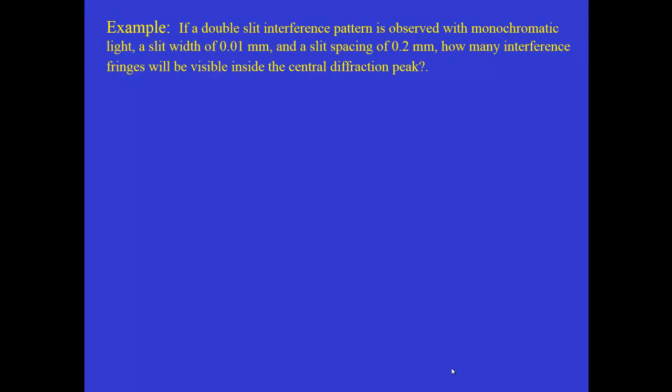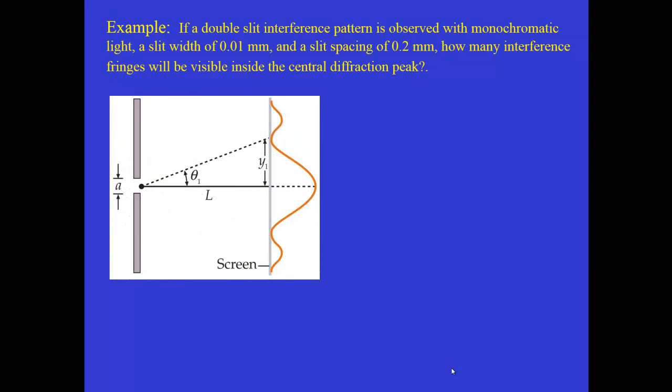So here's an example problem that relates directly to this missing fringe. If a double slit interference pattern is observed with monochromatic light, a slit width of 0.01 millimeters, and a slit spacing, the distance between the slits, of 0.2 millimeters, how many interference fringes will be visible inside the central diffraction peak? We go back to this geometry, and here's the diffraction peak. Because it's a double slit experiment, there will be lots of closely spaced interference fringes inside that overall central peak. We're going to figure out how many double slit interference fringes there are.